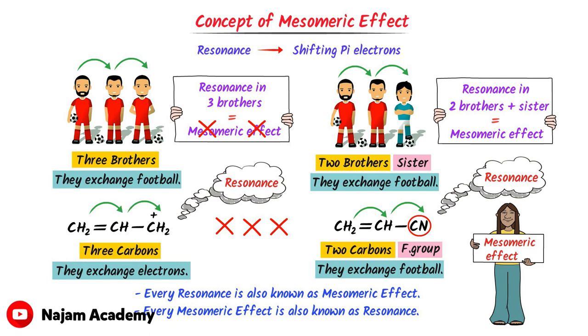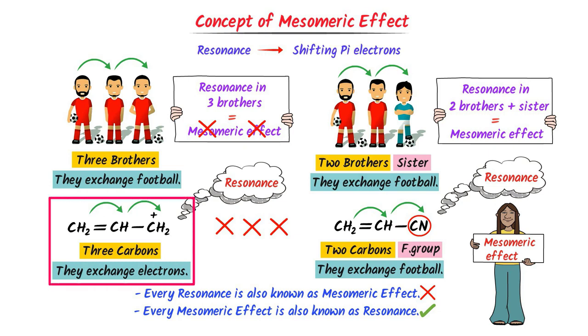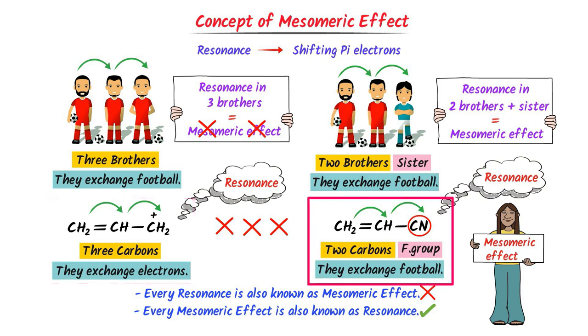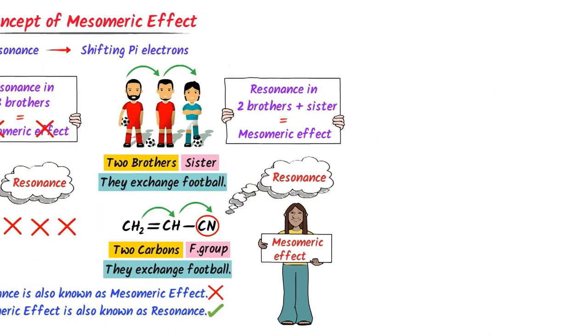resonance. Can you guess which statement is correct? Well, every mesomeric effect is also known as resonance. For example, here this is resonance but not a mesomeric effect, while there this is mesomeric effect as well as resonance. Thus note down all these important points.